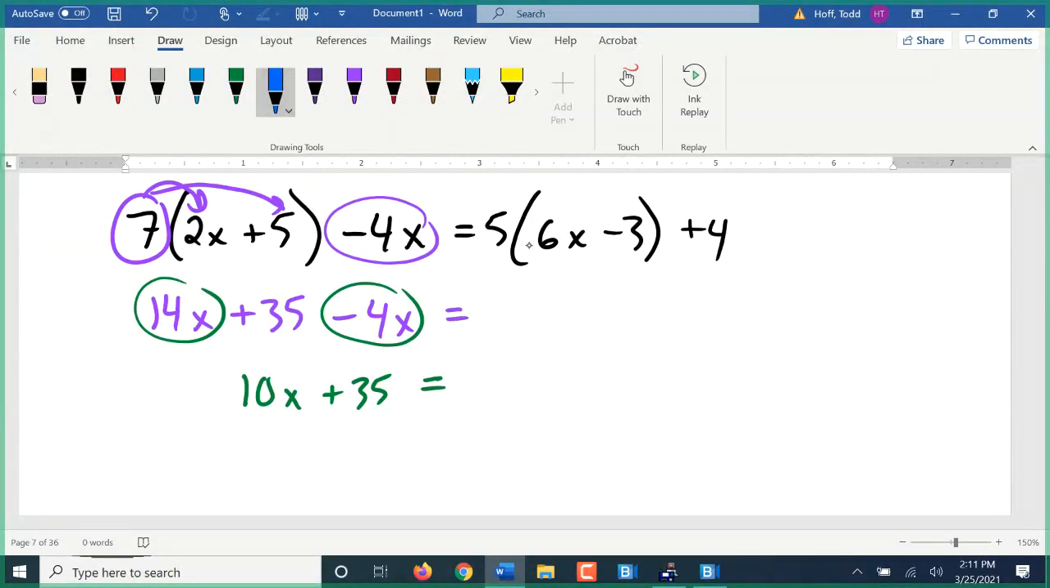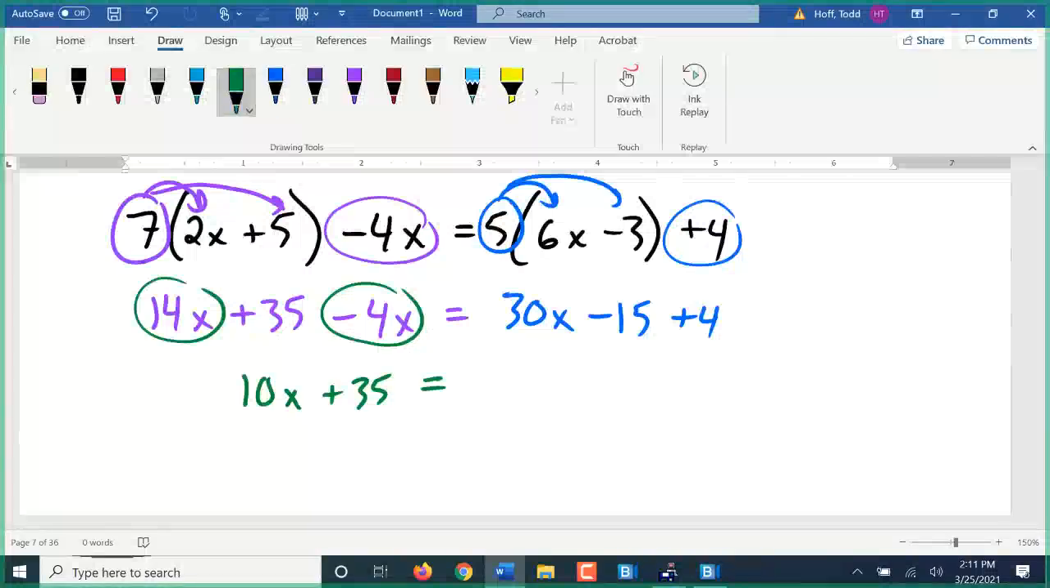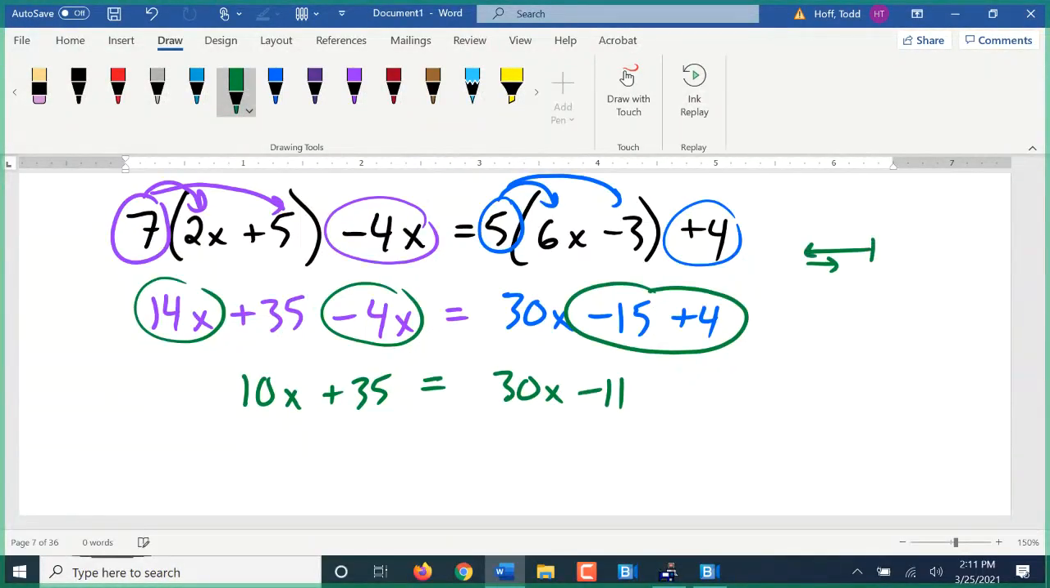On the right side, there's nothing to do in that parentheses. Let's multiply by the 5. 5 times 6x is 30x. 5 times negative 3 is a negative 15. Once again, the 4 is outside the parentheses, so it doesn't get multiplied, so that just stays a 4. There's still more we can combine. 30x is going to stay the same, but we have a negative 15 and a positive 4. That's a negative 11. Now we've combined everything we can combine on the right side.